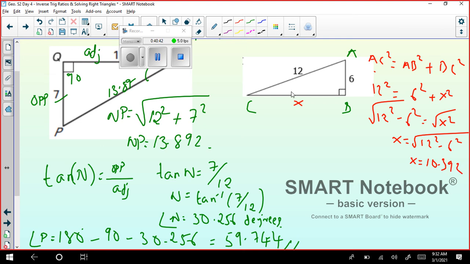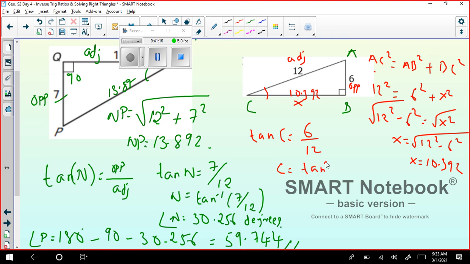That is, BC is 10.392. Once again, let me take this angle this time as the reference angle. With reference to this, this is my opposite and this is my adjacent. Right? I have tan C equals opposite over adjacent, that is 6 over 12. So therefore C equals tan inverse of 6 over 12.